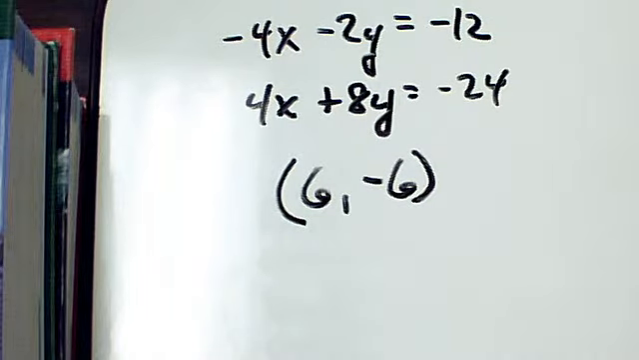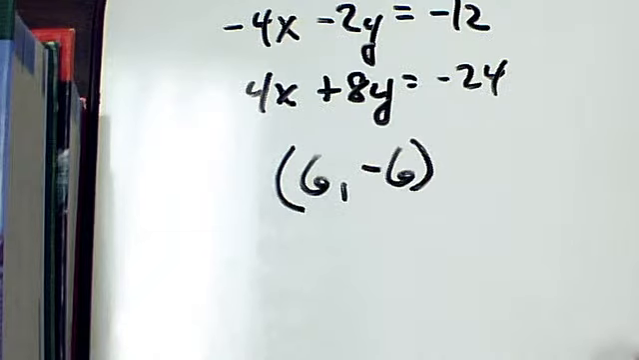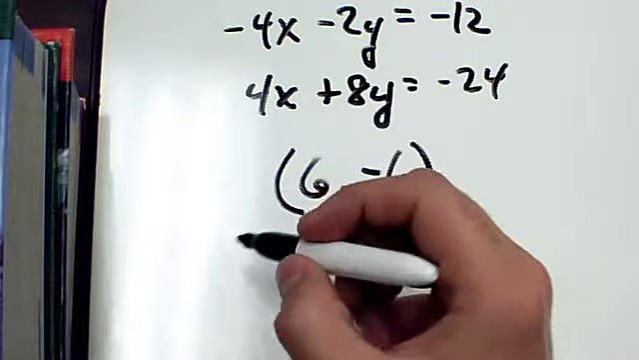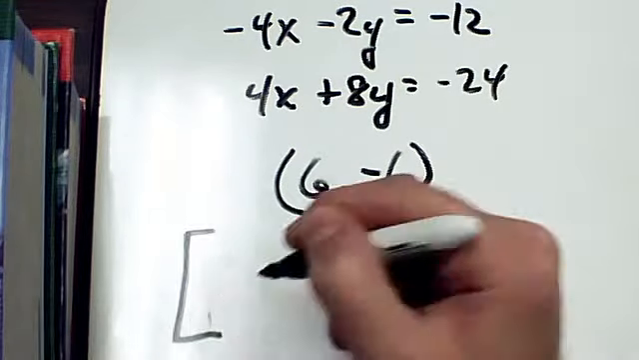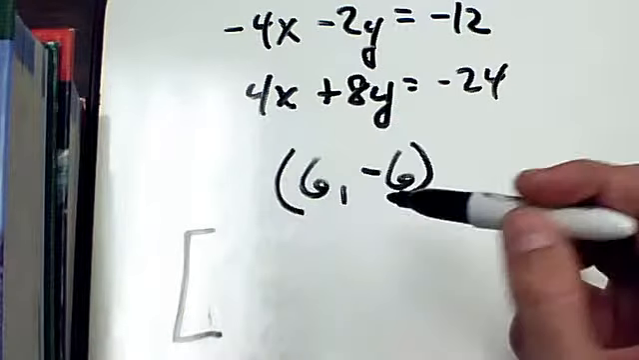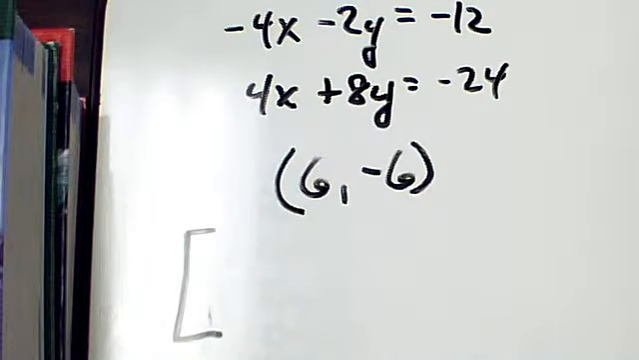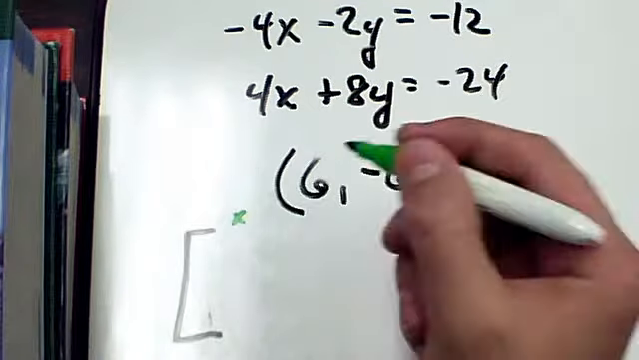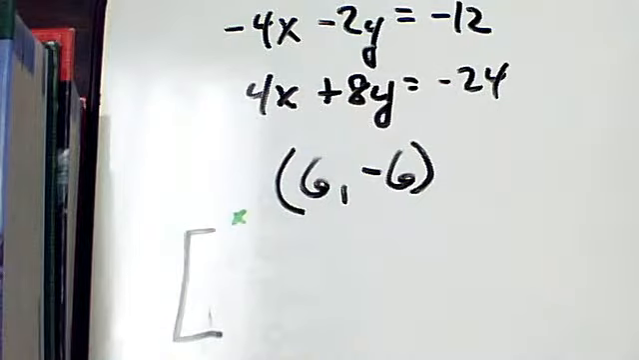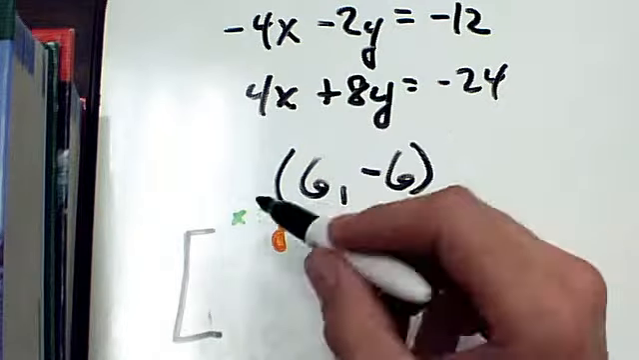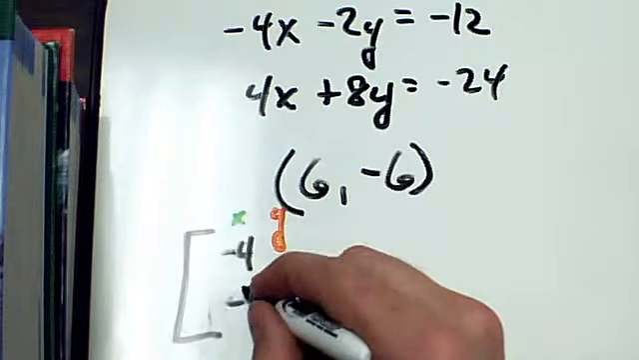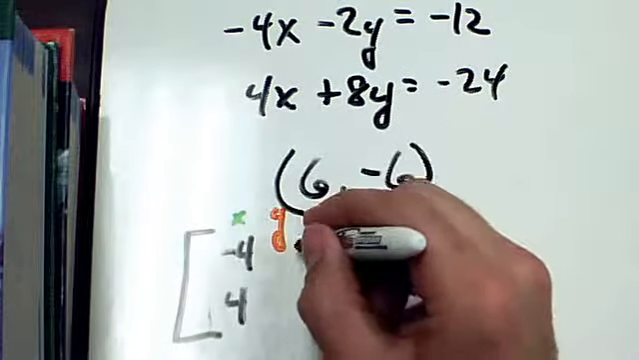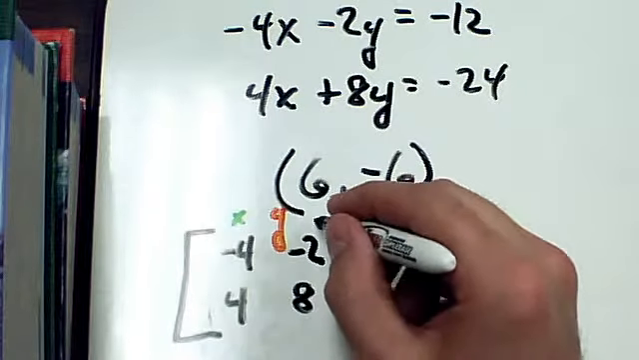Okay, so let's see how we can do that with a matrix. So let's set up our matrix, and how we're going to set it up is we're just going to take the coefficients of x and y. Essentially the first column is going to be my x column, and the second column is going to be my y column. If we're looking at x's, we have negative 4 and 4, and negative 2 and 8 for the y's.